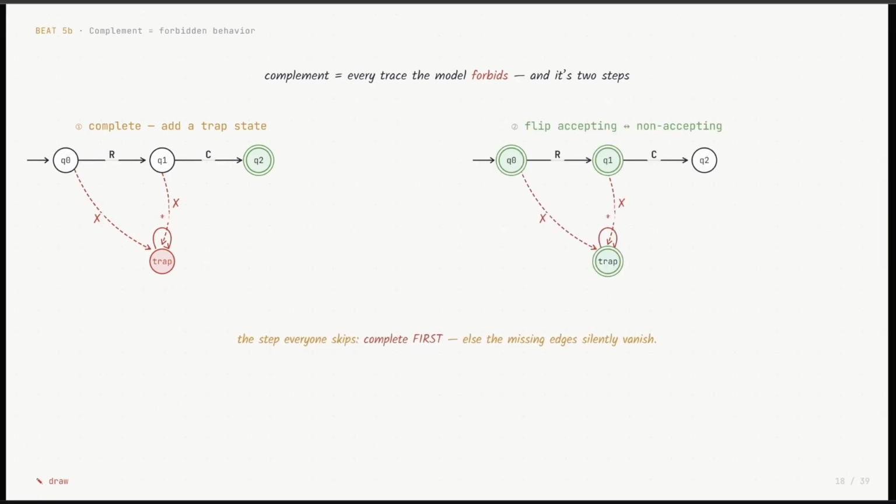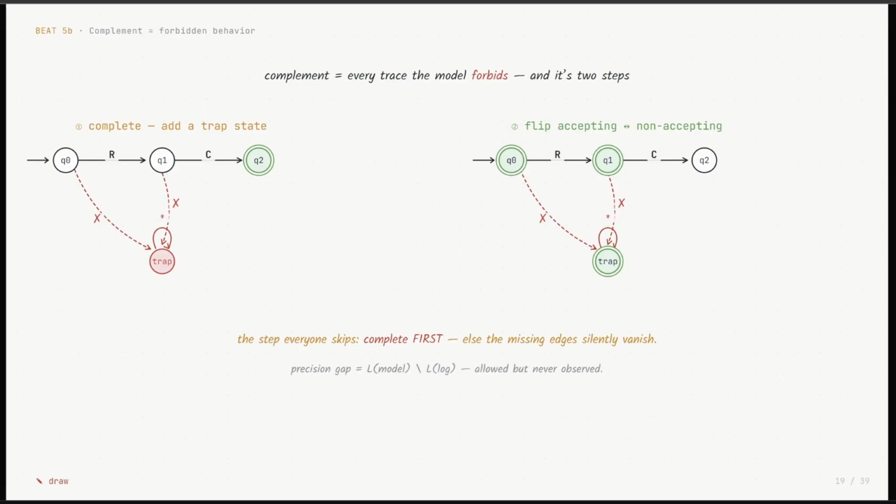So that's the first step. Second step, you're just going to flip. If you can see, every state here is flipped. Q1 is flipped: from a valid state, it goes to a non-valid state. A non-valid stop becomes a valid stop. So you flip all of these. And the idea here is that you're going to create all the traces that the model forbids.